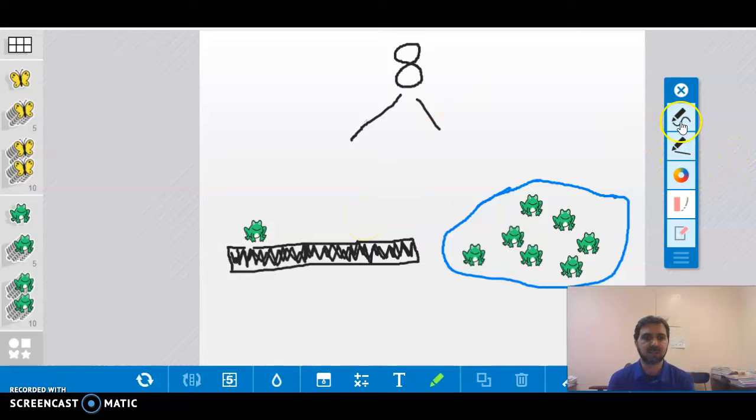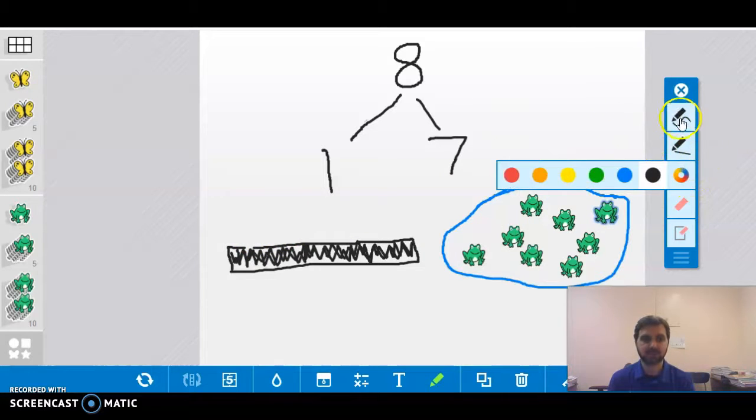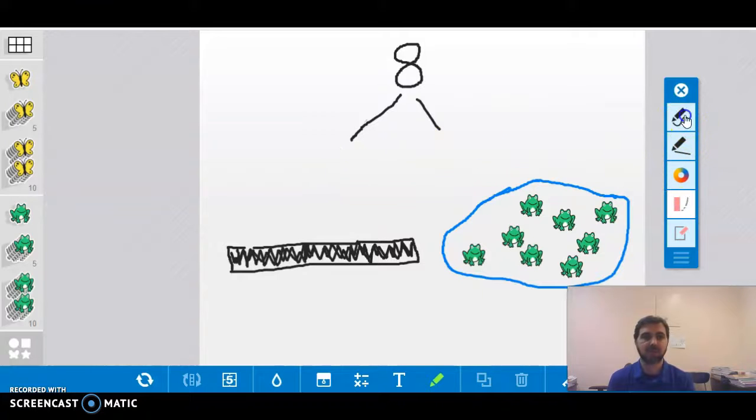So watch this. I'm going to say there's 1 frog over here and 7 frogs over here. 1, 2, 3, 4, 5, 6, 7. And lastly, if this frog says, oh, I miss everybody, I'm going to come over here. Now we have 0 frogs over here and 8 over here.